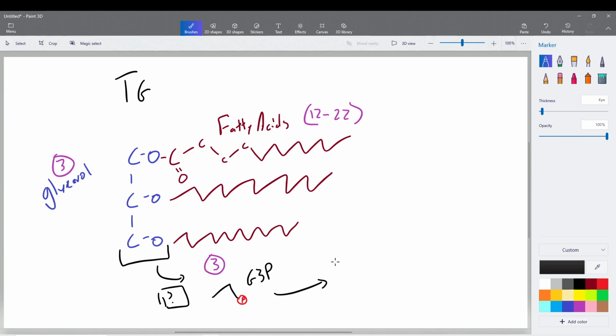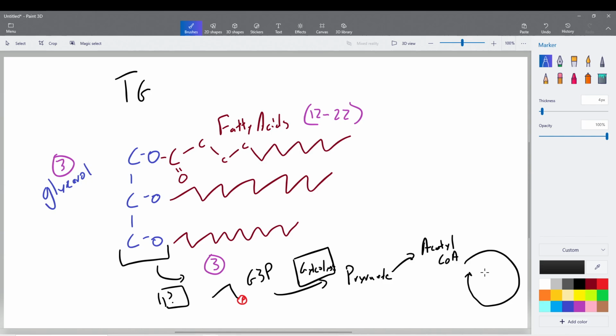It's essentially going to run through the second half, if we're just viewing this as kind of a black box of glycolysis. It's going to run through the second half of glycolysis, turning that molecule of G3P into a molecule of pyruvate, turning that molecule of pyruvate into a molecule of acetyl-CoA, and then that acetyl-CoA kicking the Krebs cycle around 1 total time.